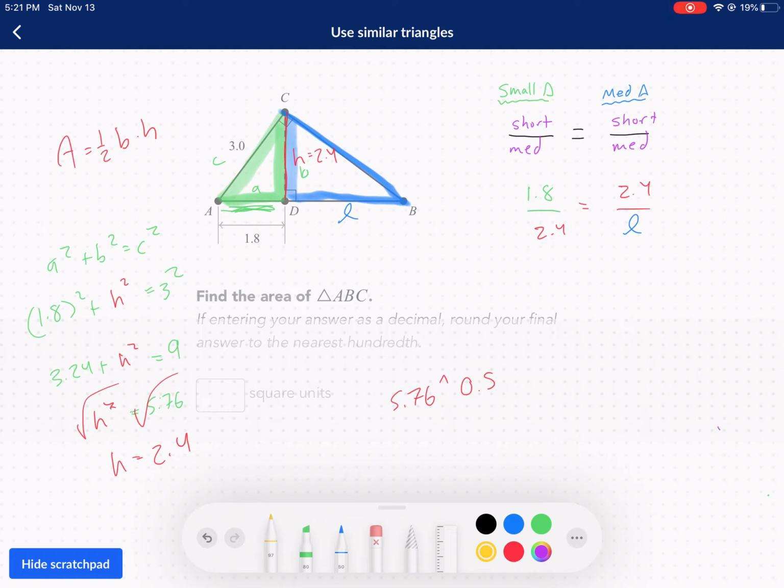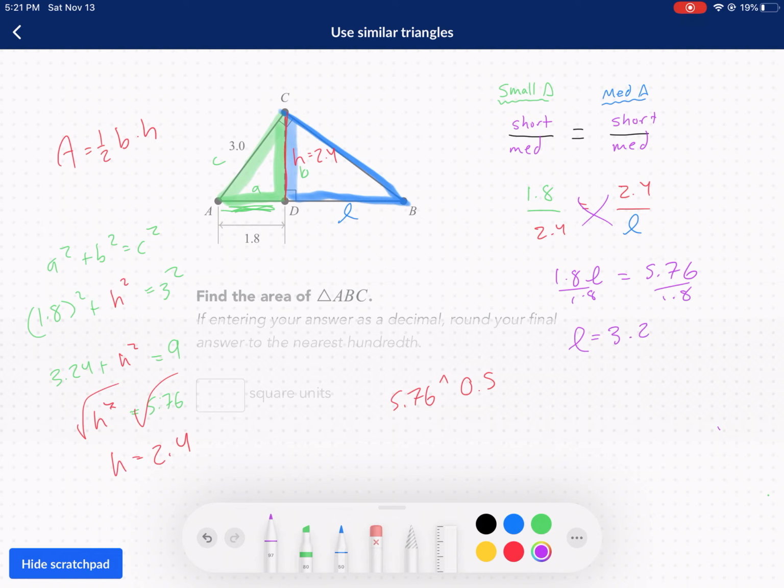I still have that geometric mean I was talking about. These numbers are the same. That's called the geometric mean. And I'm ready to proceed. I'm going to cross multiply and then solve for L. So I cross multiply here, I get 1.8 L equals 2.4 squared. So I get 5.76, and now I simply divide by 1.8 on both sides. And I get 3.2.